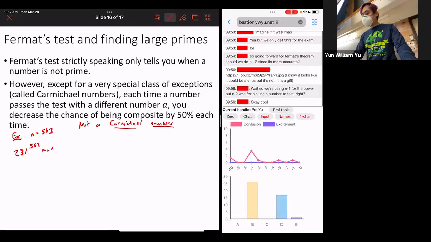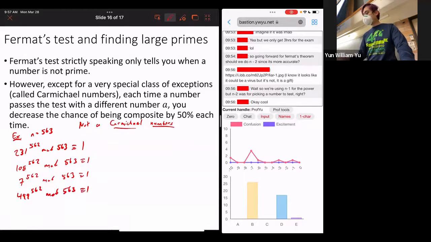But if you pick enough numbers, for example, if I did 231 to the 562 power mod 563, if you compute this out, it'll turn out that the answer is 1. You can do this on the computer. If you do 108 to the 562 mod 563, the answer will also turn out to be 1. 7 to the 562 mod 563 will turn out to be 1. 499 to the 562 mod 563 is congruent to 1.